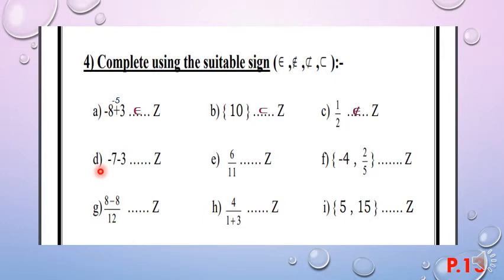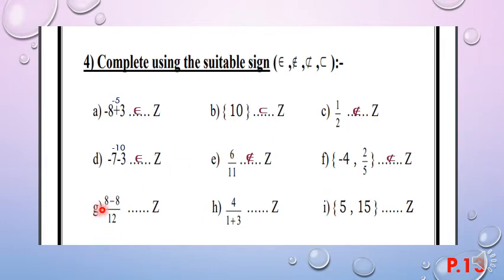Letter D, negative 7 minus 3. The result here is negative 10. Negative 10, and on the other side I have Z. So my answer will be belongs. Letter E, 6 over 11 doesn't belong to Z. Letter F, negative 4, and here I have 2 over 5. So of course it is not subset because we have here a fraction.